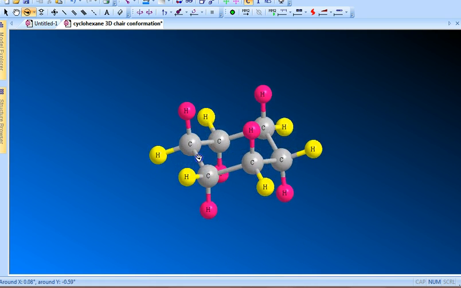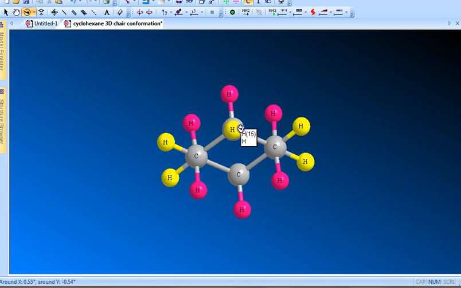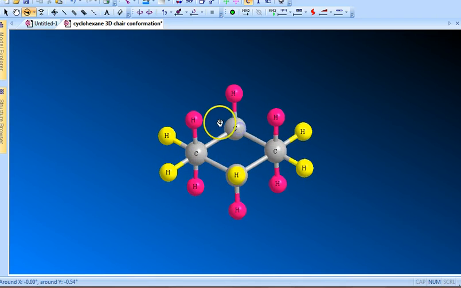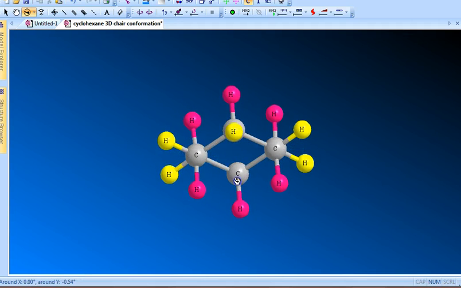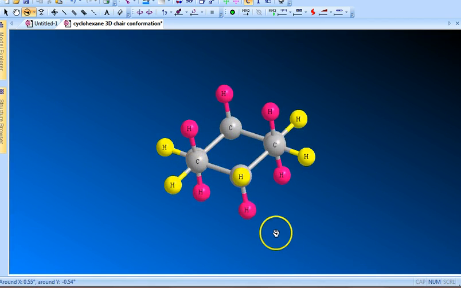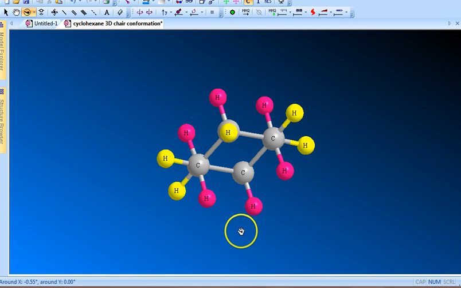Okay, now let's see another bond. So this was the first situation. We rotate again between carbon 2 and 3, and you see that that is also staggered. Carbon 3 and 4, you see that that is also staggered. Carbon 4 and 5, you see that it is also staggered. Carbon 5 and 6, staggered.